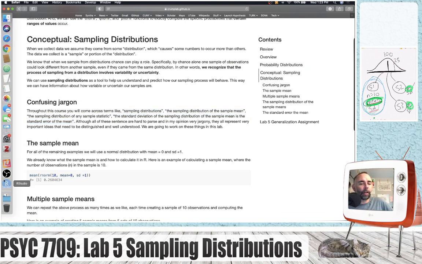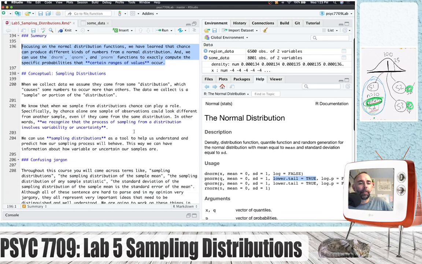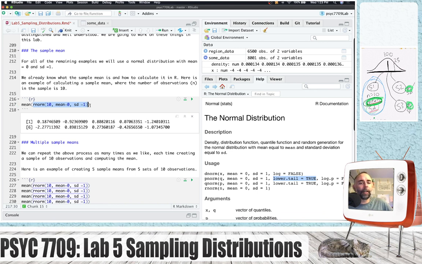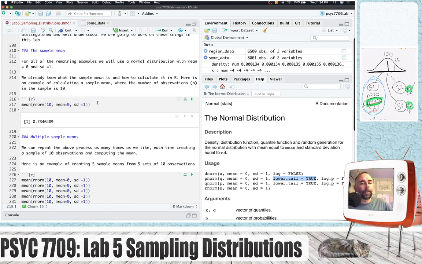So let's go ahead and talk about the sample mean. Here it is. We can do something very straightforward. It'd be like pulling out sample one in the little pitcher. Sample one had 10 things in it. So I'm using rnorm to sample 10 things from a normal distribution. Looks like this. There's 10 values I randomly got. And I'm just calculating the mean. So there we go. We calculated the mean of one sample. Notice the sample mean is 0.23.